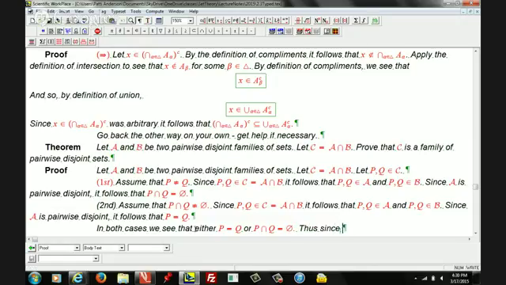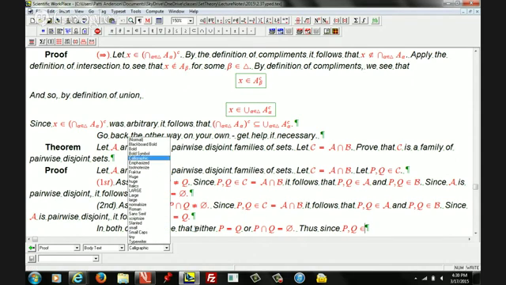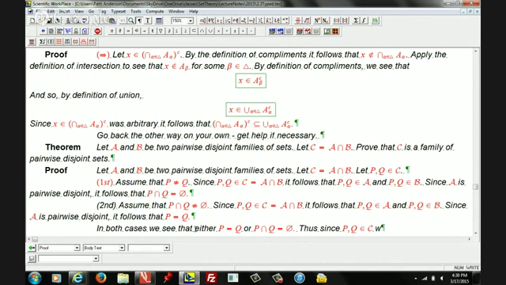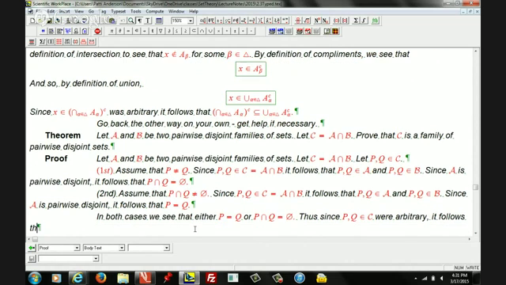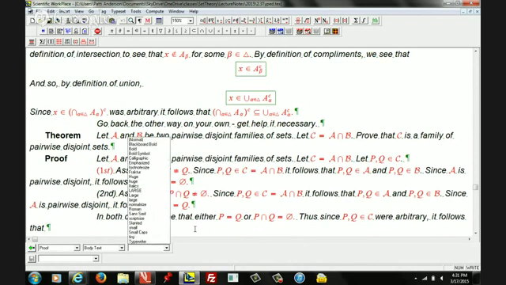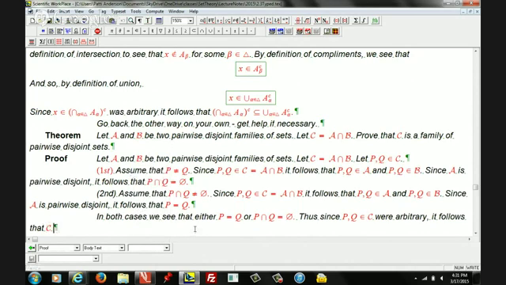Thus, since P and Q are arbitrary, it follows that C is pairwise disjoint. Pairwise disjoint is an either-or argument. So you have to assume not equal and show the intersection is empty. You have to assume the intersection is not empty and show equal.